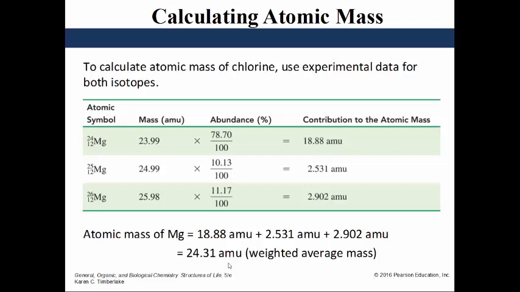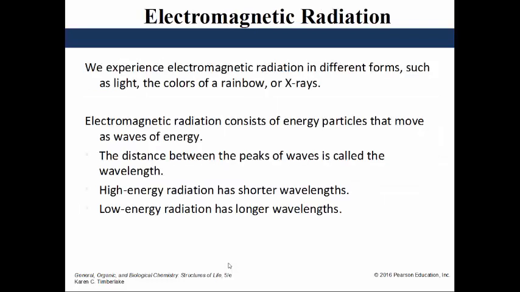And it's the same process for any other element with any number of isotopes. How abundant it is multiplied by its mass, and you add up all those atomic mass units for every single isotope that's known. All right, next we'll move on to electromagnetic radiation.